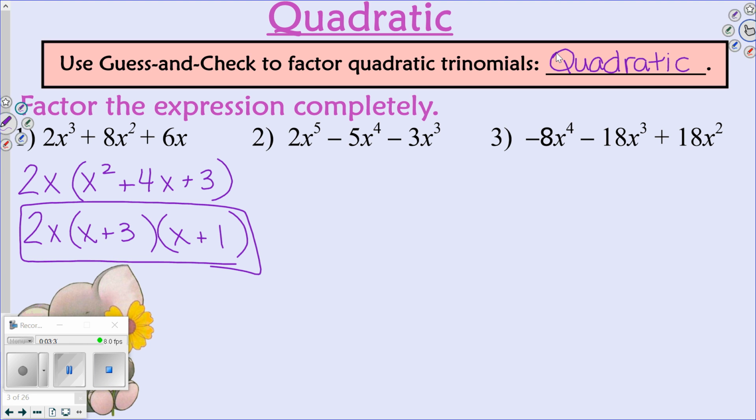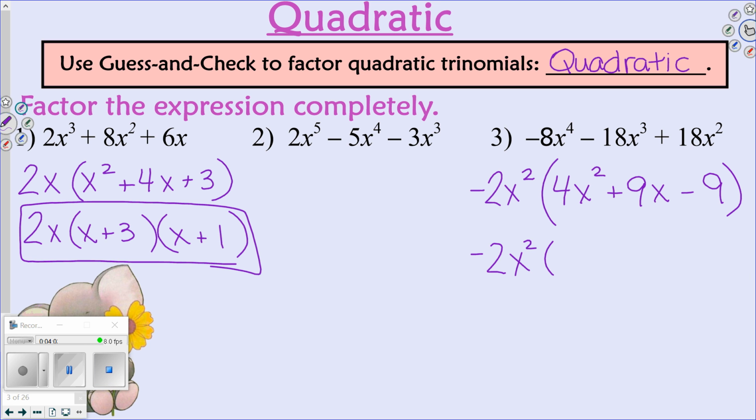Yep. So should these be that hard? No. Let's skip 2. Let's jump to 3. GCF? Good. Negative 2x squared. Remember, if that first one's negative, we always take that out. So watch your signs then. What do we have left? Positive 4x squared. Good. Plus 9x minus 9. Yeah, we always got to watch those signs when you take out that negative.